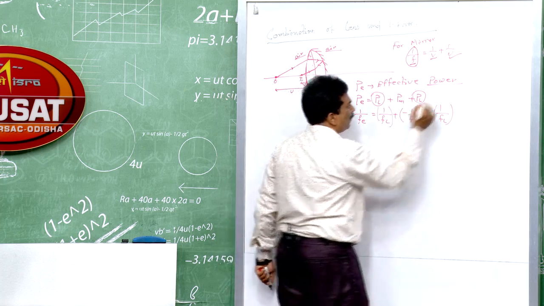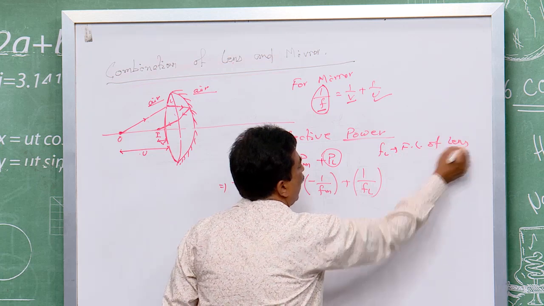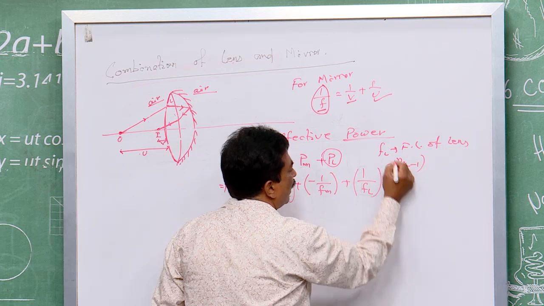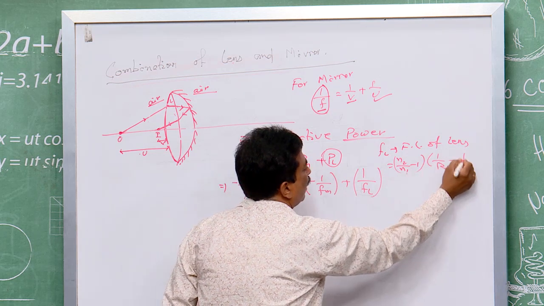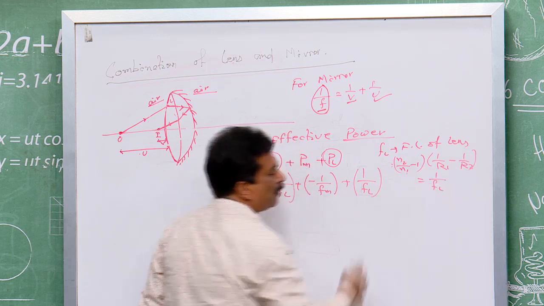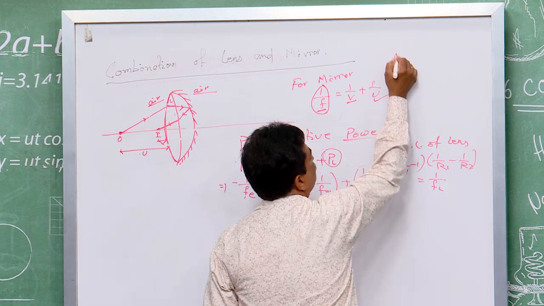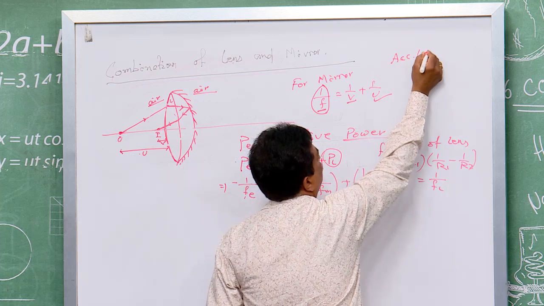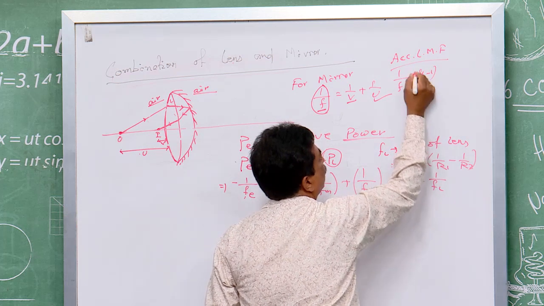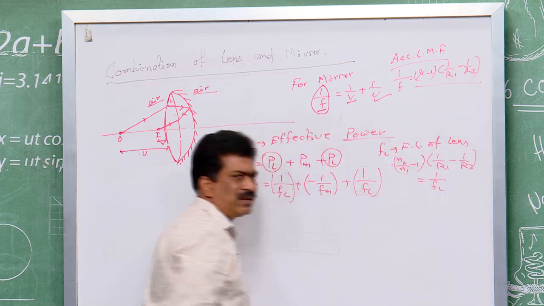So this 1 by FL, FL is what? The focal length of the lens. And what is the focal length of the lens? That we know: N2 by N1 minus 1 whole into 1 by R1 minus 1 by R2, that is equal to 1 by FL, as we have discussed in the lens maker's formula. According to the lens maker's formula, 1 by F is equal to mu minus 1 whole into 1 by R1 minus 1 by R2. This is the lens maker's formula.